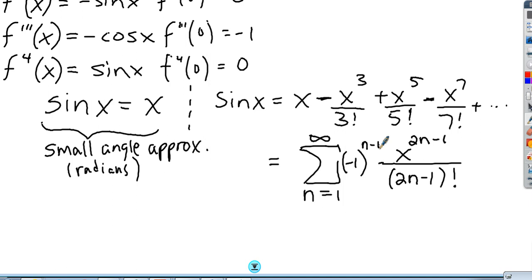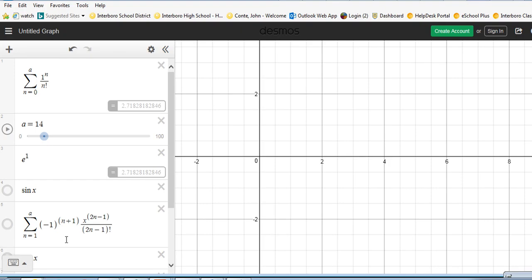So I'll raise it to the n minus 1. Now if I plug in 1, I get 1 minus 1 is 0. Negative 1 to the 0 is 1, positive 1, so you get the positive there. If I plug in n equals 2, 2 minus 1 is 1. Now I get negative 1 to the 1. That's negative 1, and I get my negative. And you can see that it'll carry out the rest of the way through. That is your Maclaurin series for sine of x. I already have that waiting for us in Desmos, so let's take a look at that now.